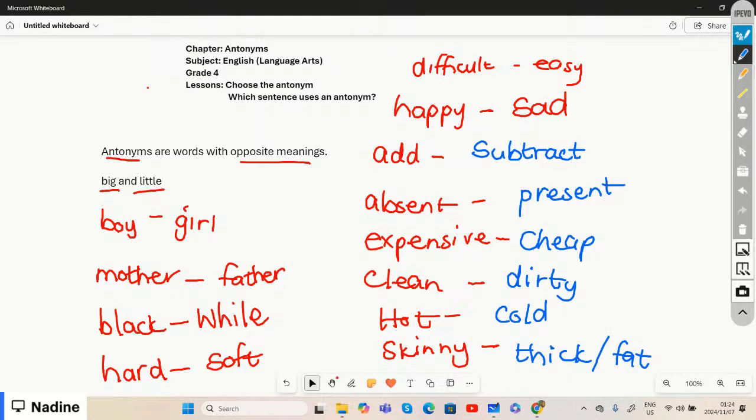We either add something or we subtract something. You are either absent today or you are present, which means you're here. The opposite of expensive is cheap. It's clean or it's dirty. It's either hot or cold. It's either skinny or thick, or skinny and fat. So these are but a few examples of antonyms, where we identified antonyms and antonyms in context.